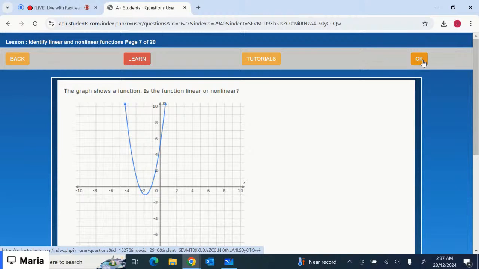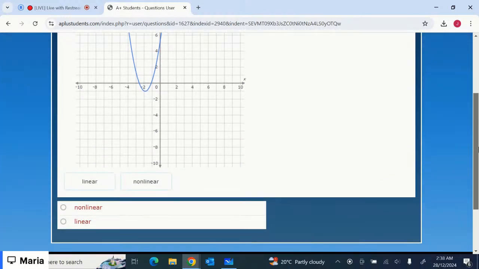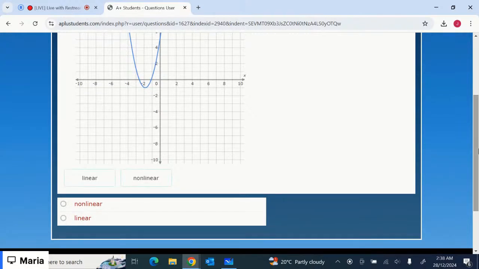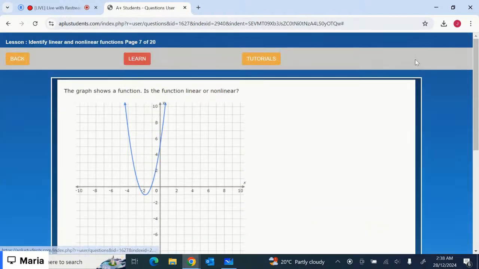The graph shows a function. Is the function linear or non-linear? That is the non-linear function. Option number 1 is the correct option.